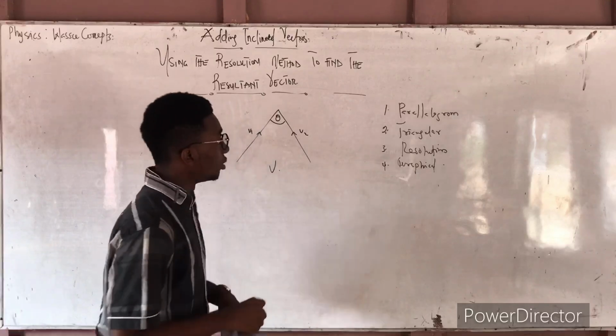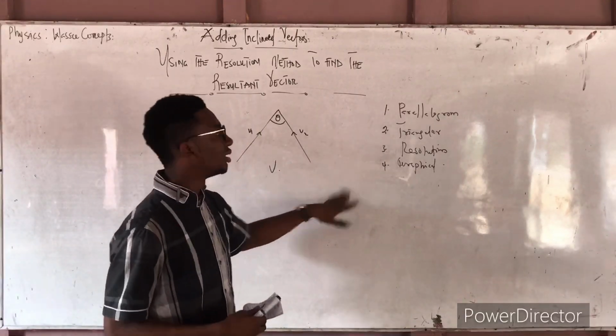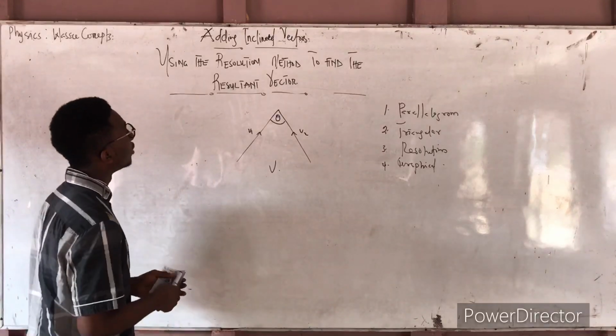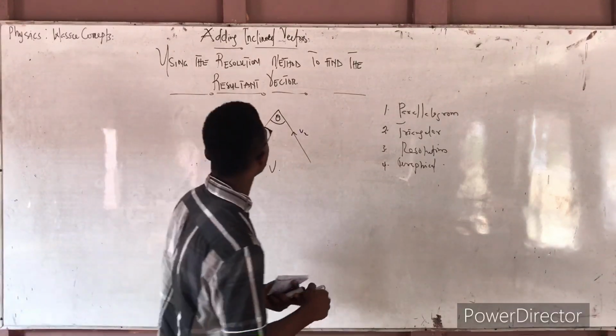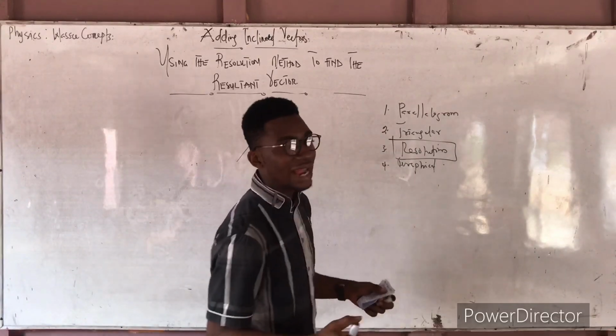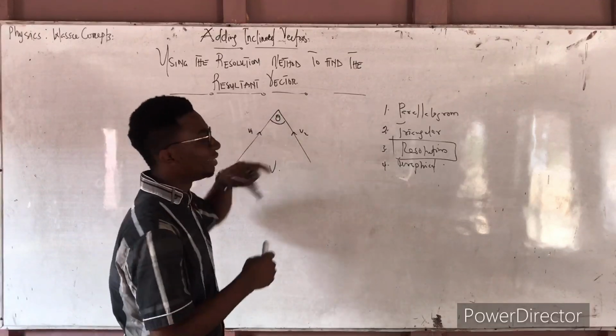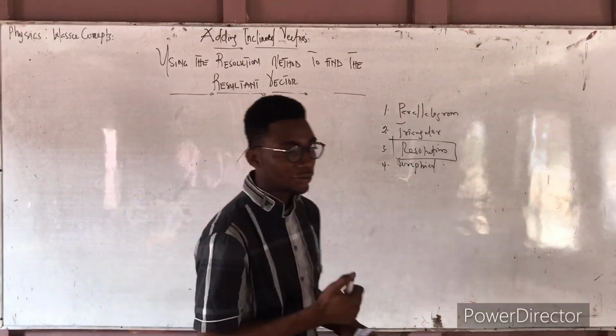Okay, so in my previous videos we dealt with the parallelogram and the triangular, but in this lesson we want to look at the resolution method to find the resultant vector. The resultant vector is what we get when we add the inclined vectors. So it's called the resultant vector, the net vector, or the total vector.